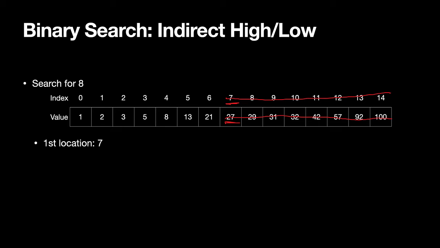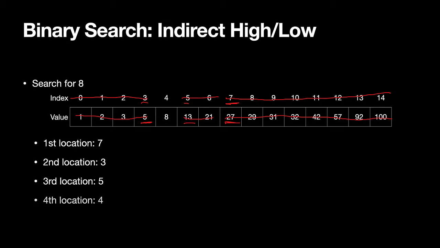Okay, at this point, we've limited our range of consideration to 0 through 6. The midpoint of that is 3. The value at location 3 is 5. And we're looking for 8. 8 comes after 5, so we can throw away everything from the 5 and before it. And now we're looking at indices 4 through 6. Okay, so indices 4 through 6, the midpoint is 5. So we'll look at the value there, which is 13. 8 comes before 13, so we'll throw away the 13 and everything that comes after it in the corresponding indices.